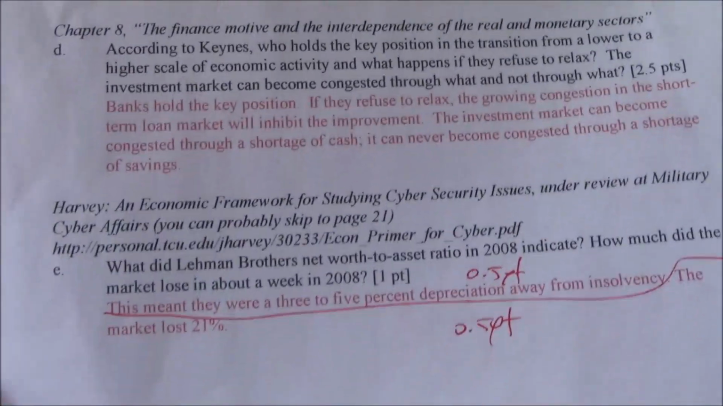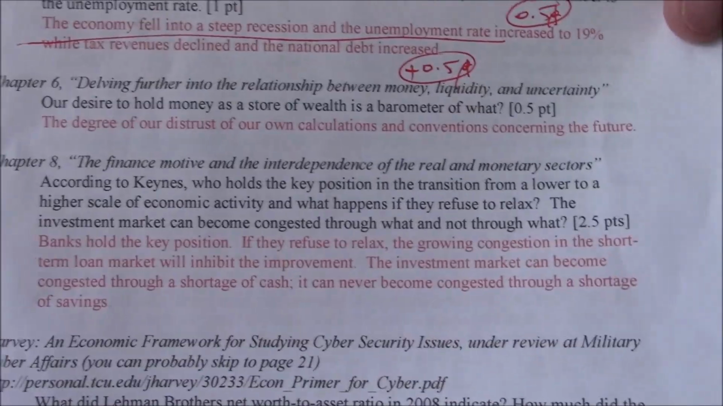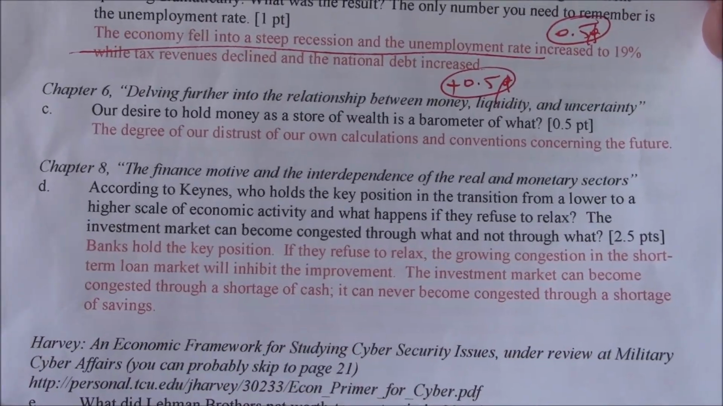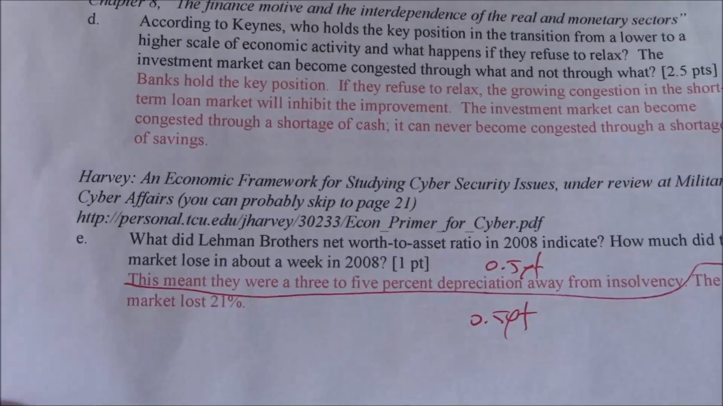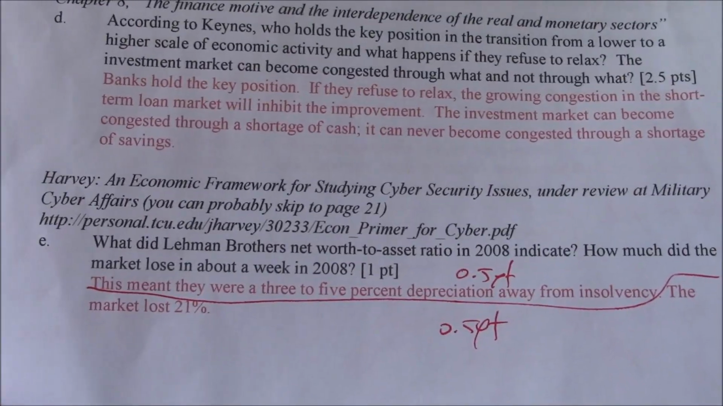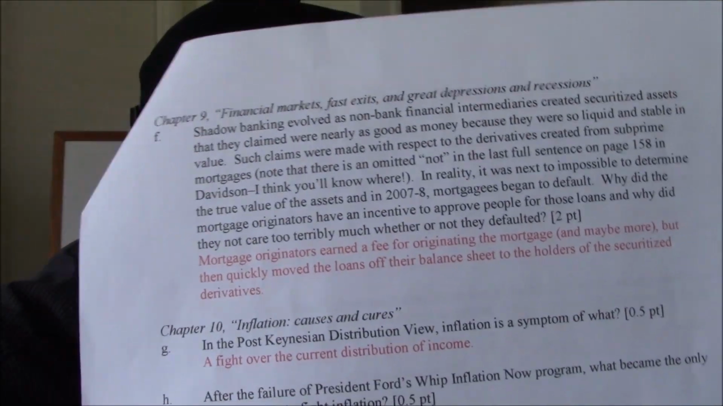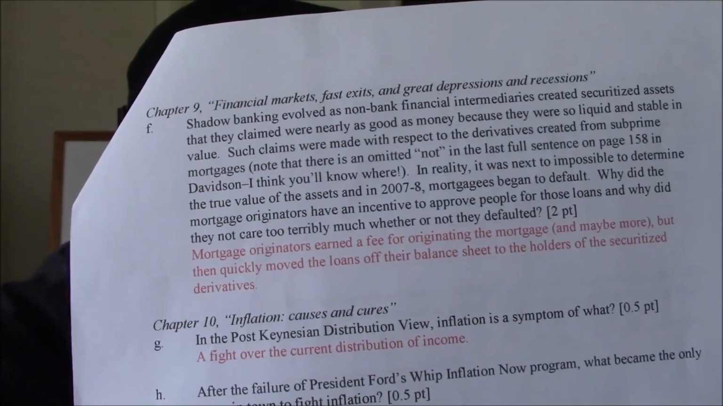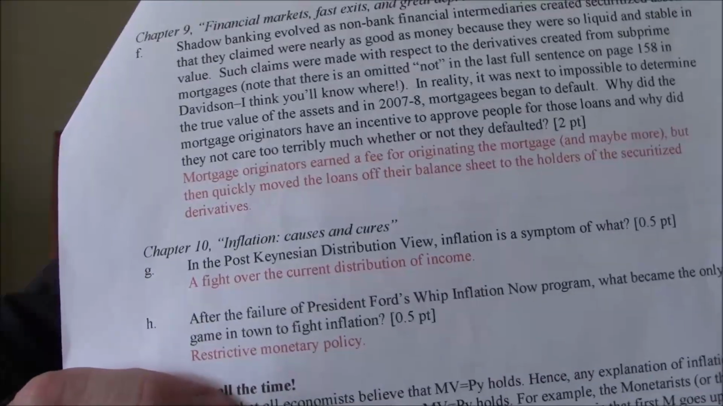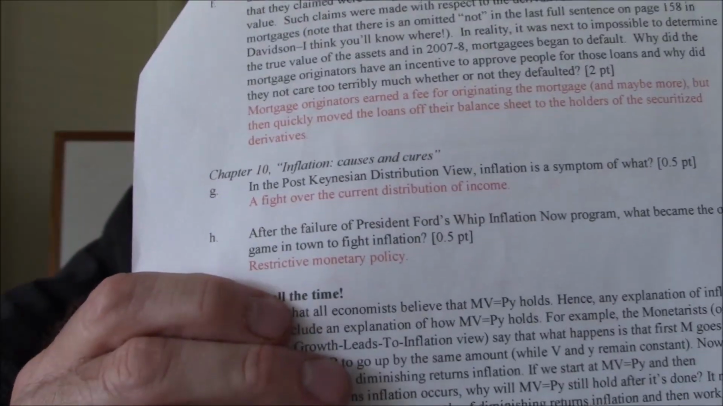Oh, I think at this point I started deciding, well, nobody ever missed that one, so I didn't bother to mark it. Banks hold the key position. Let's see, 3 to 5% away from insolvency. Market lost 21%. I do believe a person or two left part of that off. And then the rest of the non-held part was mortgage originators, got a fee and then sold it off. Fight over the distribution of income, restrictive monetary policy.